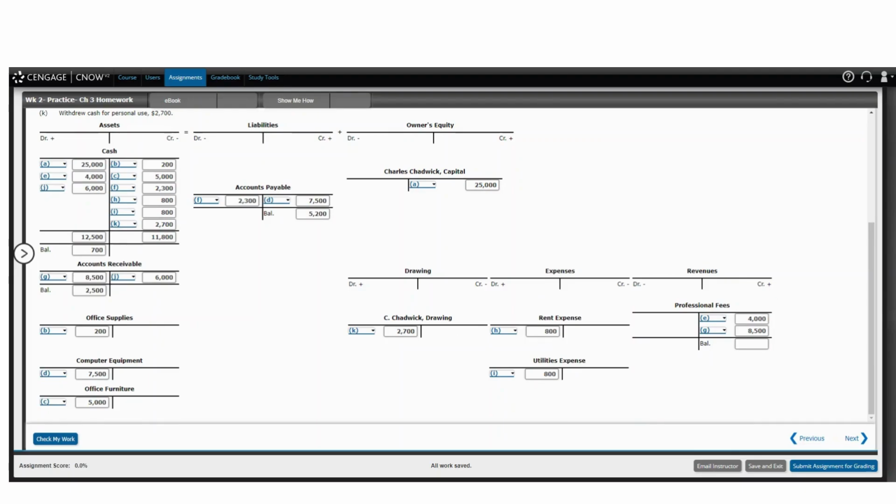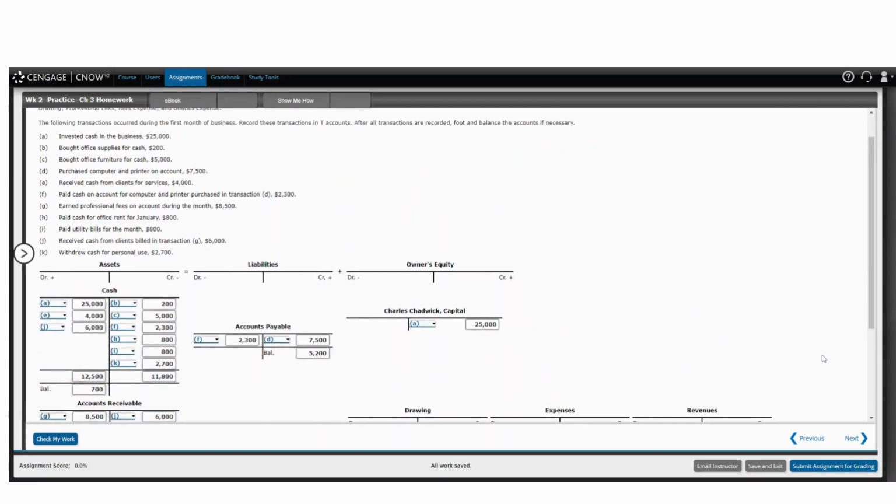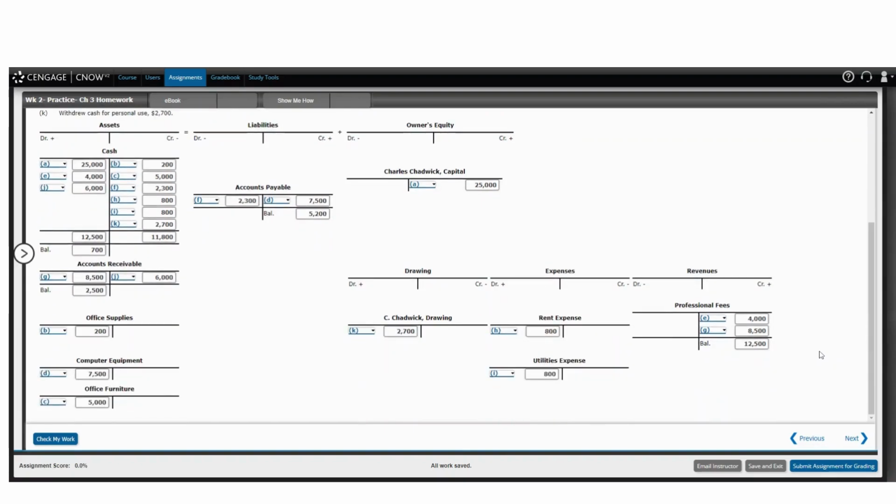I have credit entries here, so I'm just going to add them up. 12,500. There we go. And that is how you tackle this problem. Again, just go line by line, put all the numbers in, at least 2 accounts are affected, and then find the balances. And then, what do I always say? Use check my work. It's going to be your best friend.